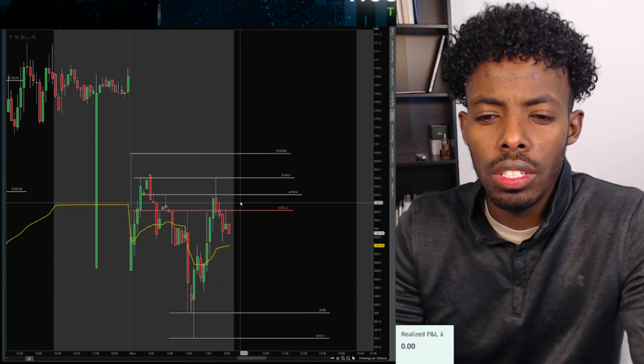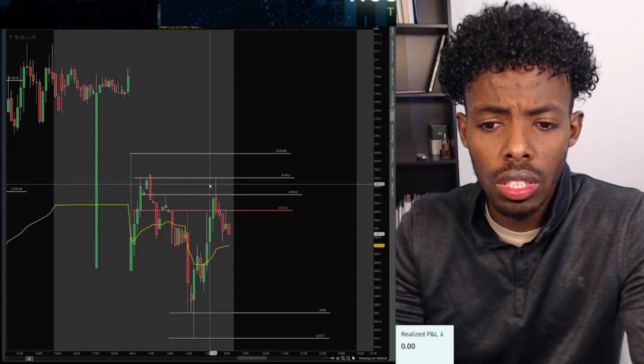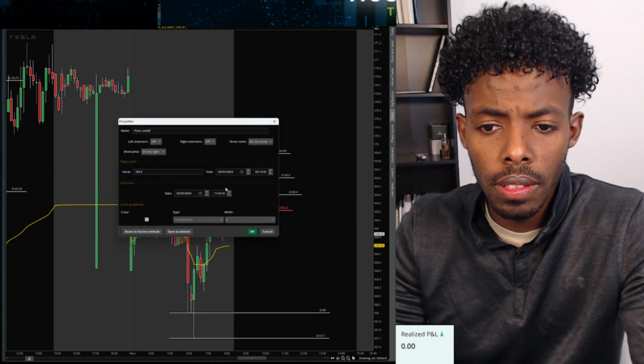All right, so this zone is some nice zone, and as well as this zone too, right? 1, 2. So I'm gonna also mark this red.